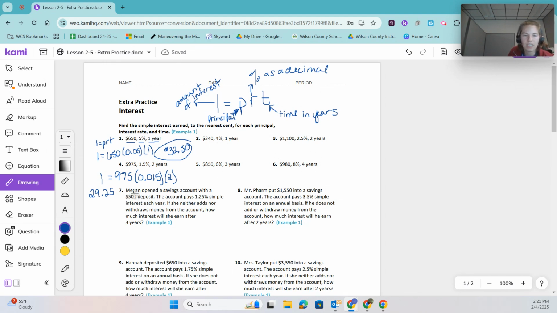Let's take a look at number 7 here. Megan opened a savings account with a $500 deposit, so that's my principal, times my percent or my rate, which is 1.25, so 0.0125. Again, that percent needs to be written as a decimal. If she neither adds nor withdraws money from the account, how much interest will she earn in 3 years? So we're going to multiply that by 3.